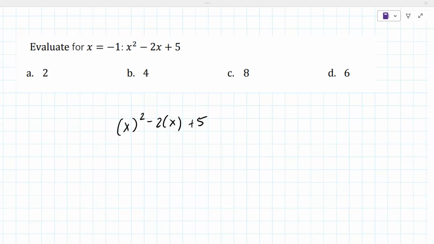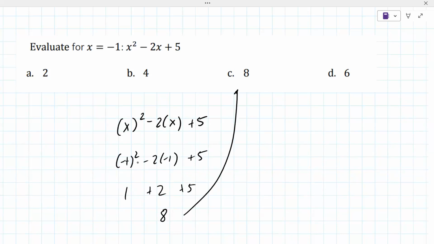C. Okay. Let's take a look here. -1 squared minus 2 times -1 plus 5. So -1 squared is 1 plus 2 plus 5 is absolutely 8. Very good. All right. Do you know the formula to calculate slope between 2 points?